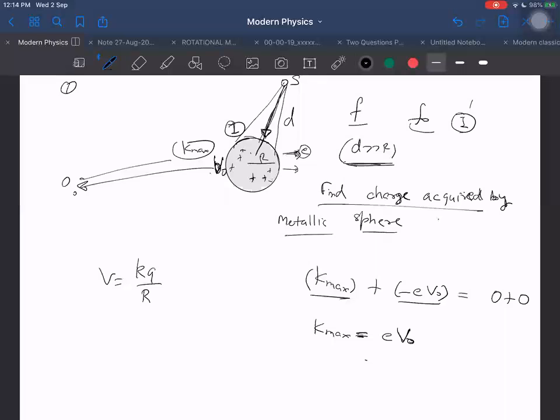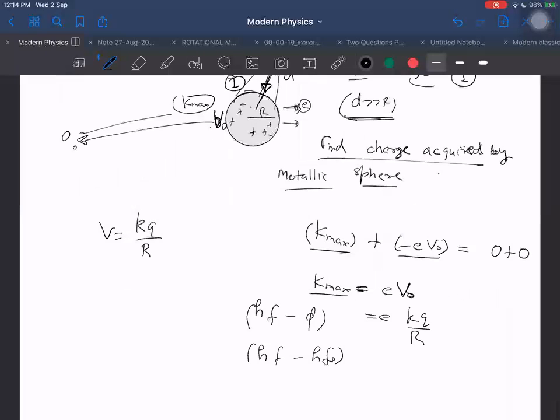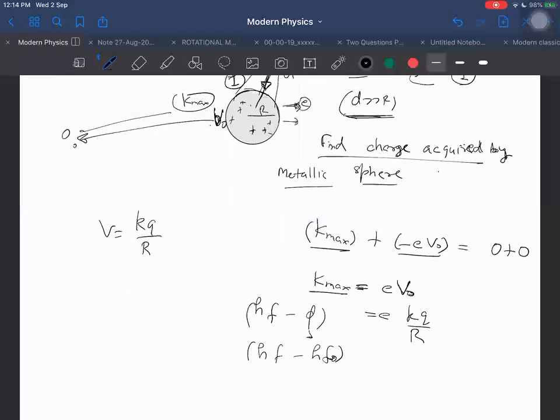And this will be equal to K into Q by R. But K max we can write as HF, the energy of the incident photon, minus work function. Work function can be written as HF minus HF naught. If you have learned all the formulae, then you can say it quickly. Otherwise, you will still be confused how I'm getting this. Have you learned this or not? Work function is equal to HF naught. Then this is equal to E into K Q by R.